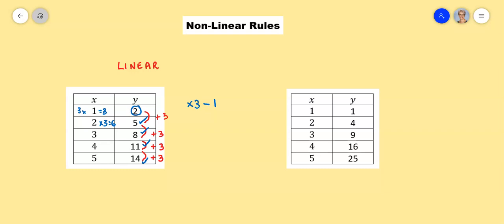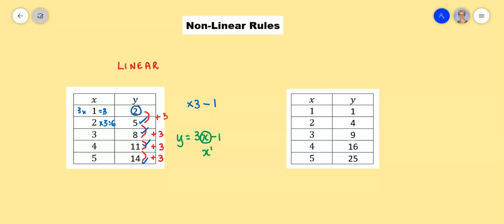However, we write our algebra rule slightly differently. We write it as y is equal to 3 times x minus 1. Remember, with a linear rule, x is on its own here. In other words, it is x to the power of 1. Here we have a linear rule. Now, let's look at our next algebra table on the right.